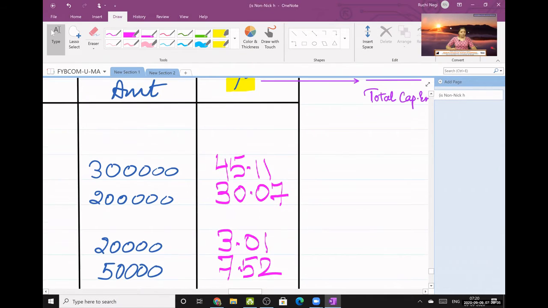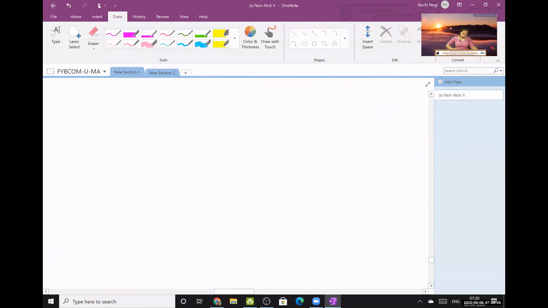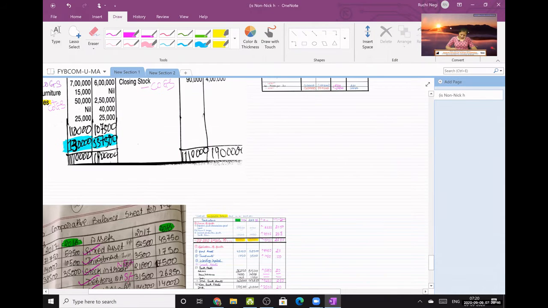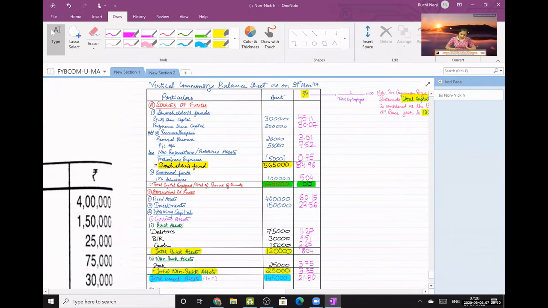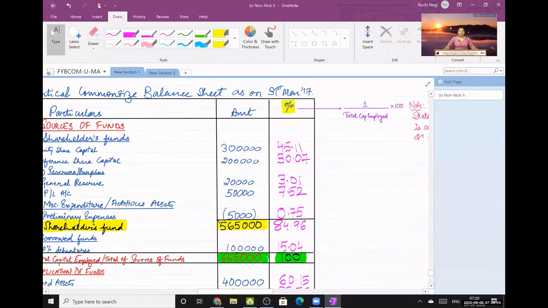So yesterday we used this formula and we calculated this value. So this formula I had used and we got this value. Okay. Today I'll teach you the shortcut way to calculate this formula.